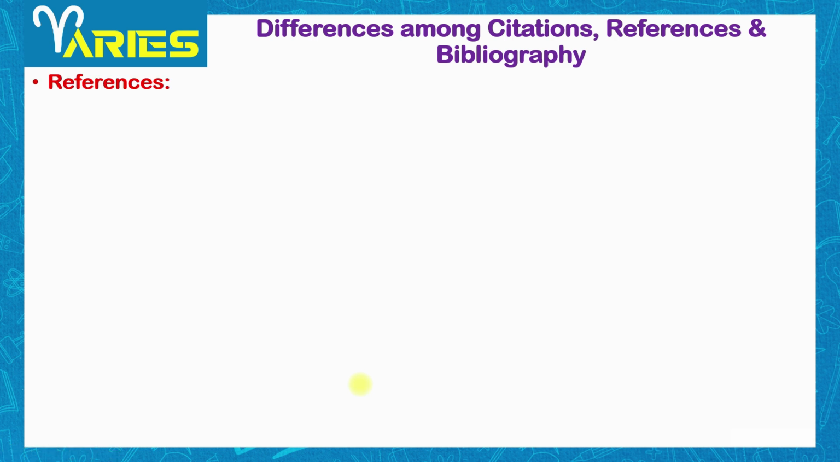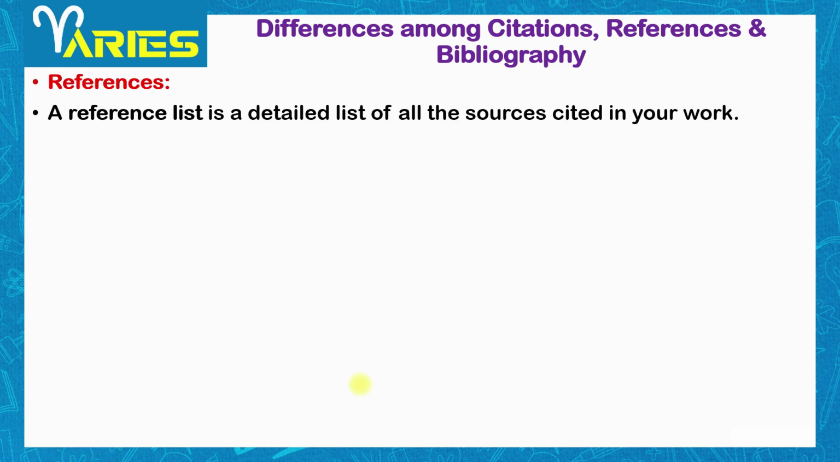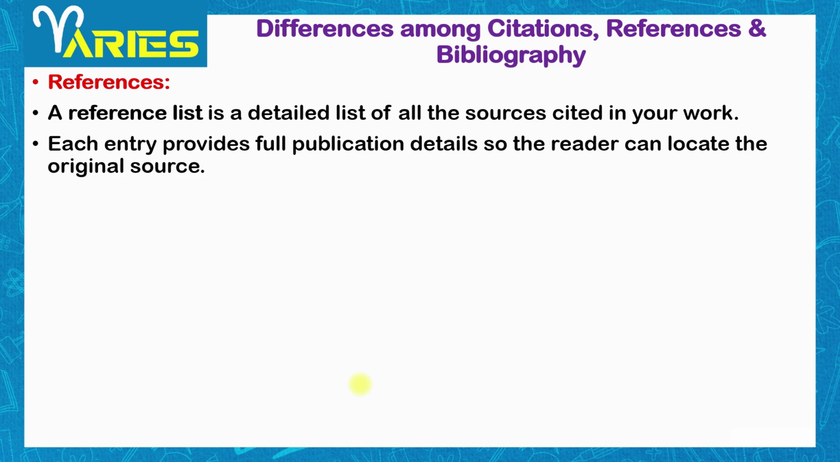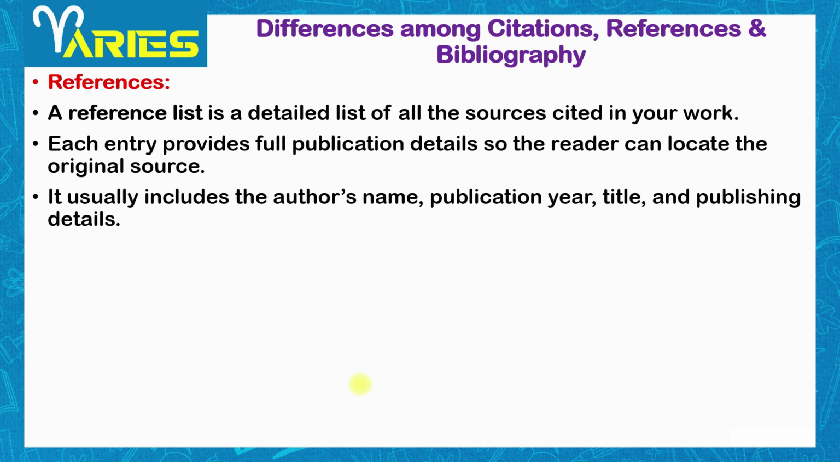Now if we look at references, a reference list is a detailed list of all the sources that are cited in your work. Each entry provides full publication details so the reader can locate the original source of that particular idea which you have mentioned in your text. It usually includes the author's name, publication year, title, and publishing details. So it gives you the complete information about the source from where that particular information is collected.